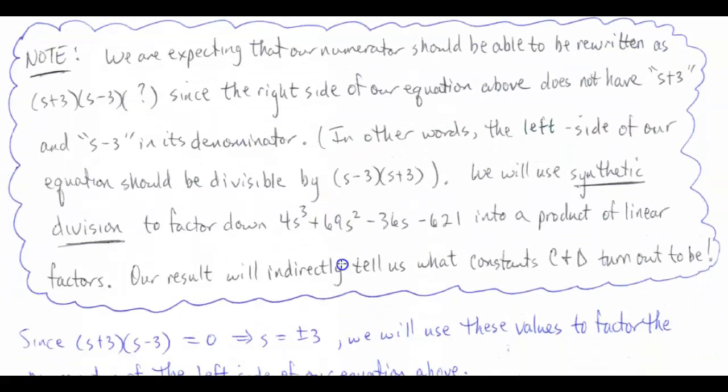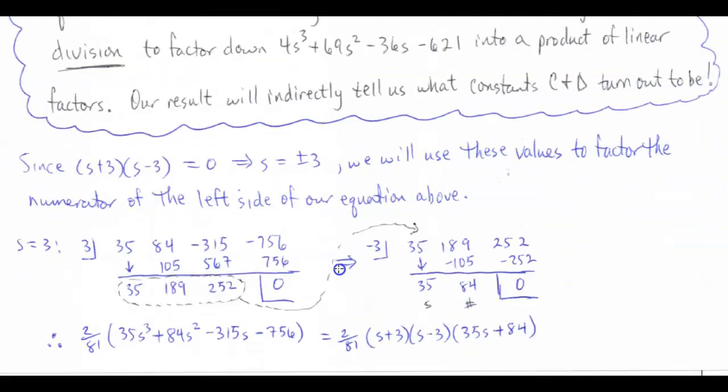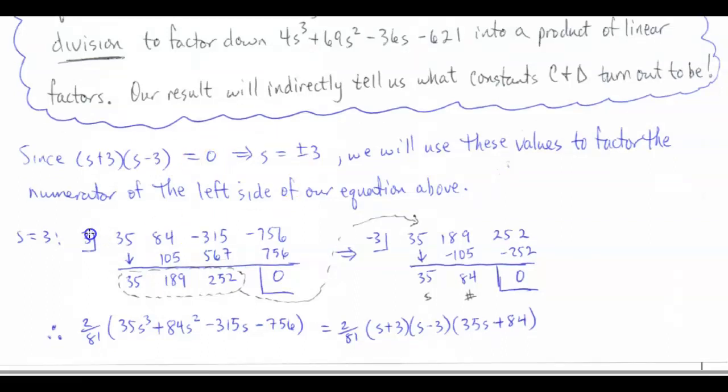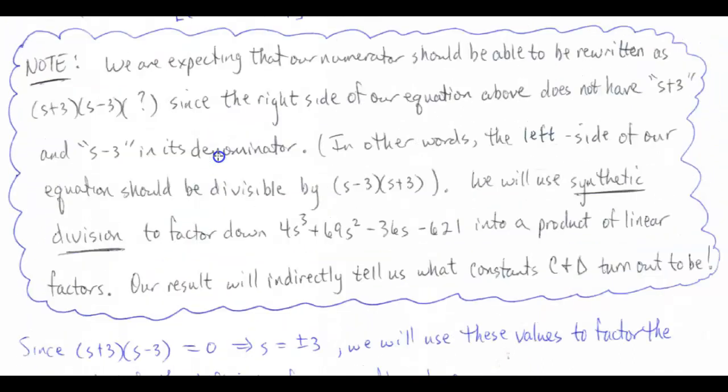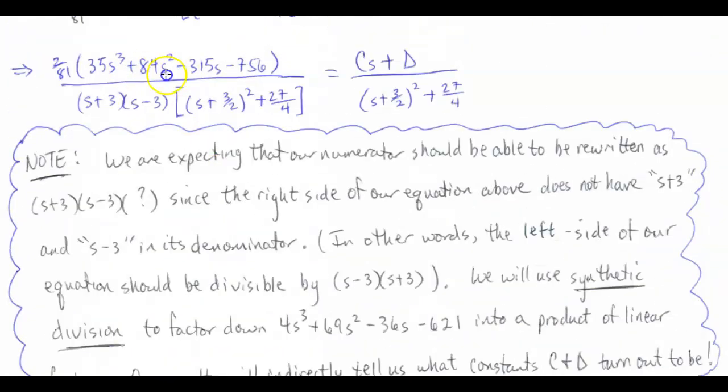We take the fact that, of course, if s plus 3 and s minus 3 are factors, then we can use s equals plus or minus 3 in our synthetic division. So we do it the first time with s equals 3, do our synthetic division here. And we see, of course, that we get 0 in the remainder box, which lets us know that s minus 3 was indeed a factor of our expression here.